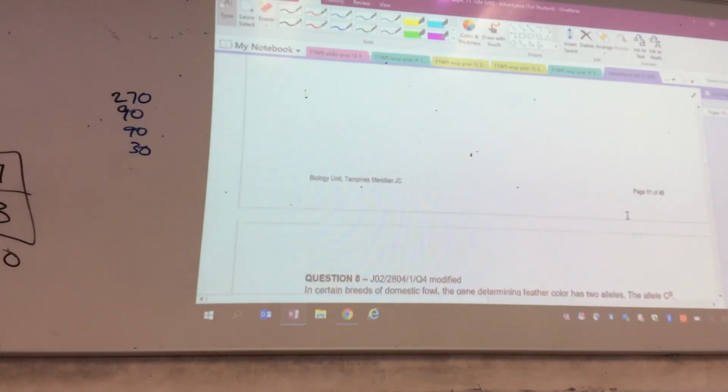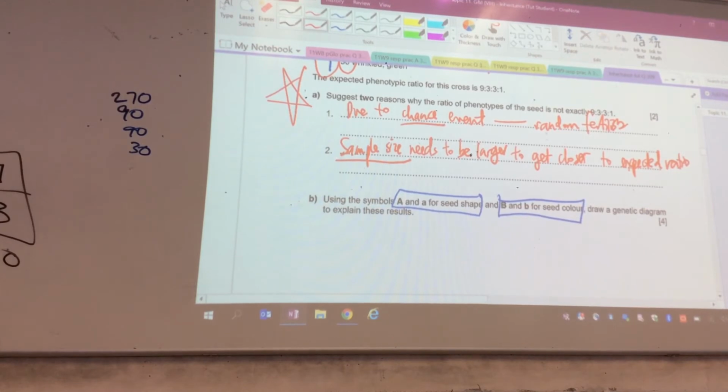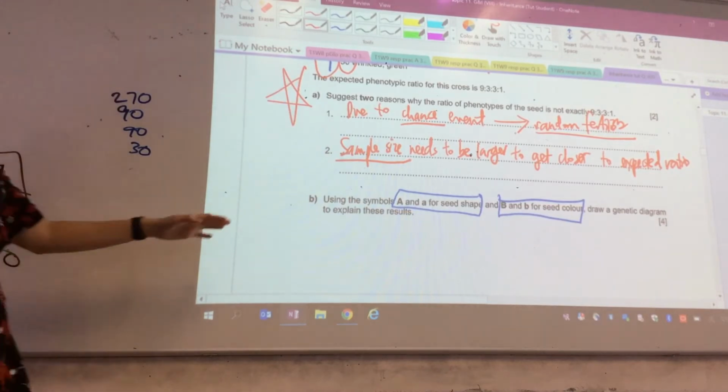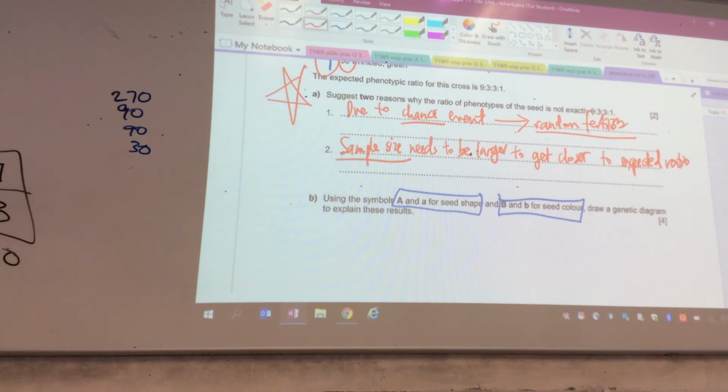Now what is another reason? Okay, good. So talking about sample size. The sample size needs to be larger to get closer to the expected ratio. So you need to have a larger sample size. Any other possibilities? Very good.